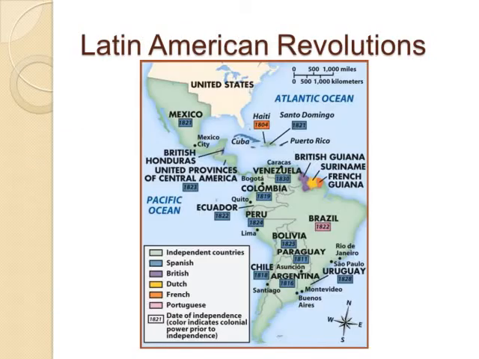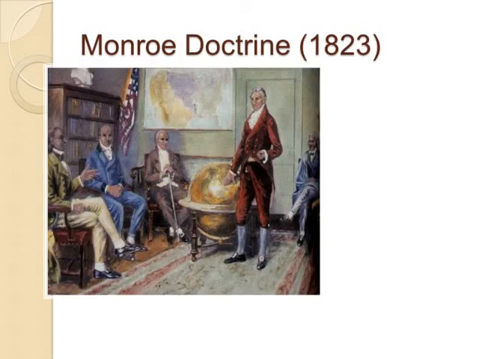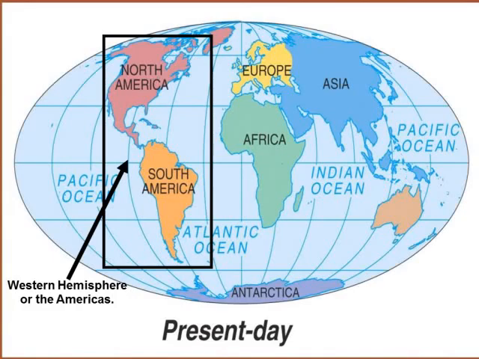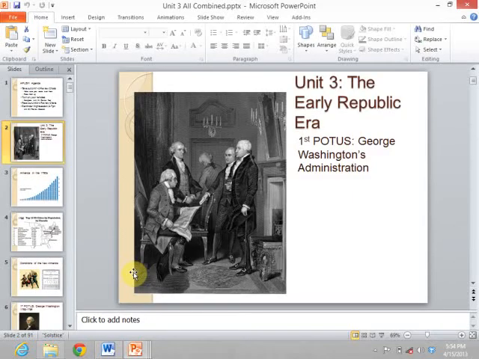Latin American revolutions are happening, and who's not happy about this? No one's happy about this. Spain and Europe and England and France, they're not happy about this. So who's going to say, hey, don't come over here? Monroe says, you stay away, Europe, no swiping. And it said Europe may not colonize or intervene in the Western Hemisphere. That is Unit 3.